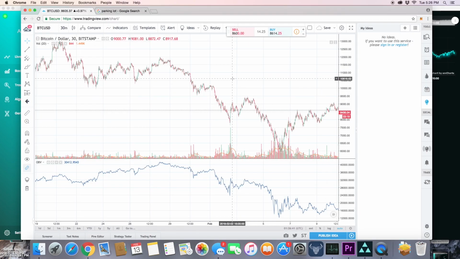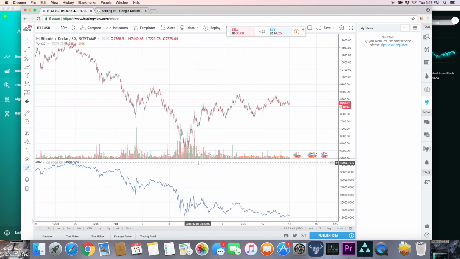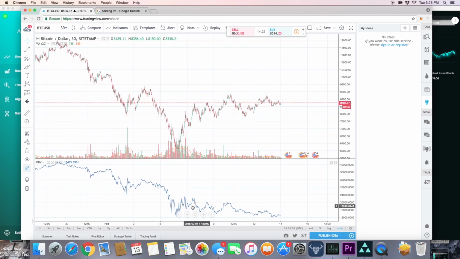So OBV typically moves in the same direction as the price, which will confirm a trend, but as we can see right now, Bitcoin is moving slightly up in price while the OBV is moving slightly downward. So this suggests that Bitcoin might actually continue being bearish in the coming days, because upward price movement isn't sustainable while volume is coming out.